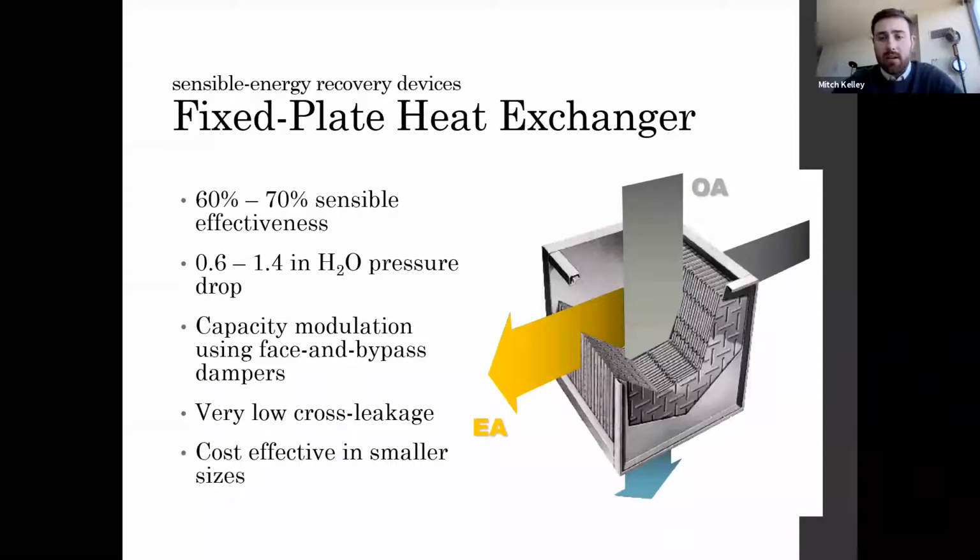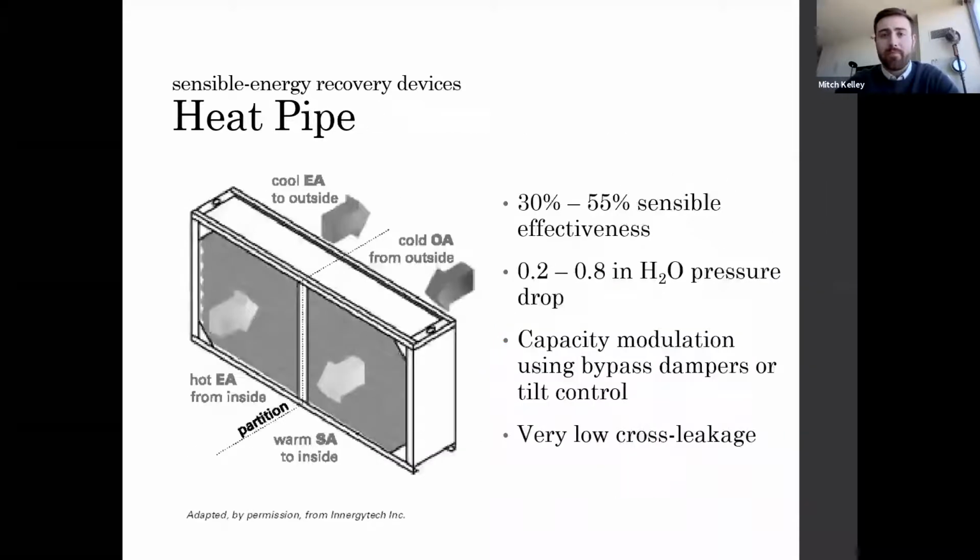Now, cross leakage is very low in fixed plate heat exchangers, but not always zero. The better fixed plate designs use a good plate sealing system to minimize leakage between the airstreams, but that's one thing to verify when looking at this technology.